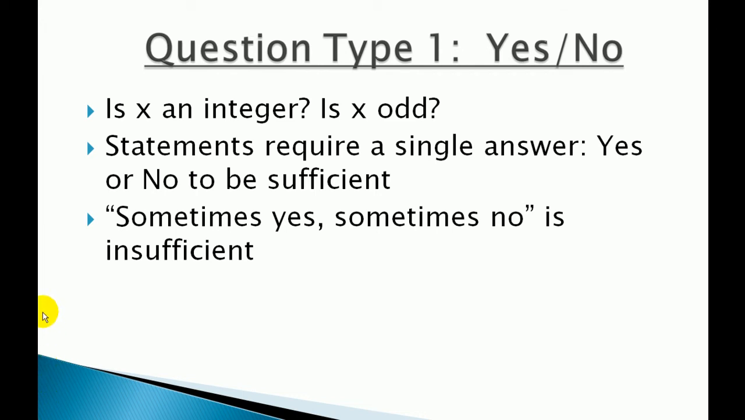In other words, if the question was, is X an integer, and the statement definitively told you yes, X is an integer, then that statement would be sufficient. However, if the statement told you sometimes X is an integer, sometimes it's not an integer, then that statement would be insufficient. And I'd like to do an example to make this more clear.